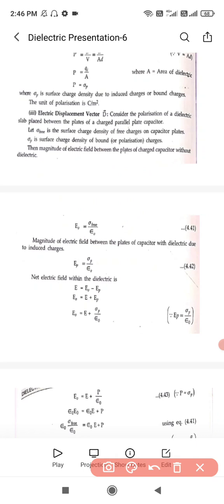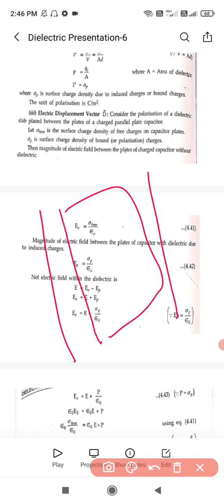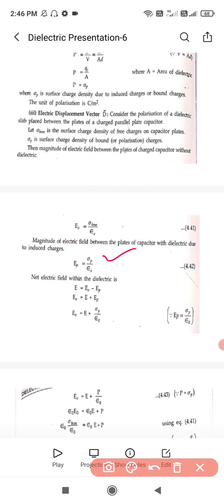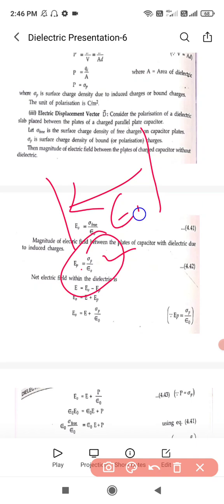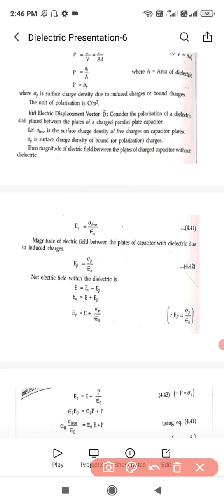Now, a dielectric material is placed between the two parallel plates of the capacitor. With the application of the electric field, the polarization vector and the surface charge density of the bound charges will be formed, which produces an electric field. Due to the polarization, it is opposite to the direction of the applied electric field E naught. It is represented by the ratio E_P is equal to sigma p divided by epsilon naught.